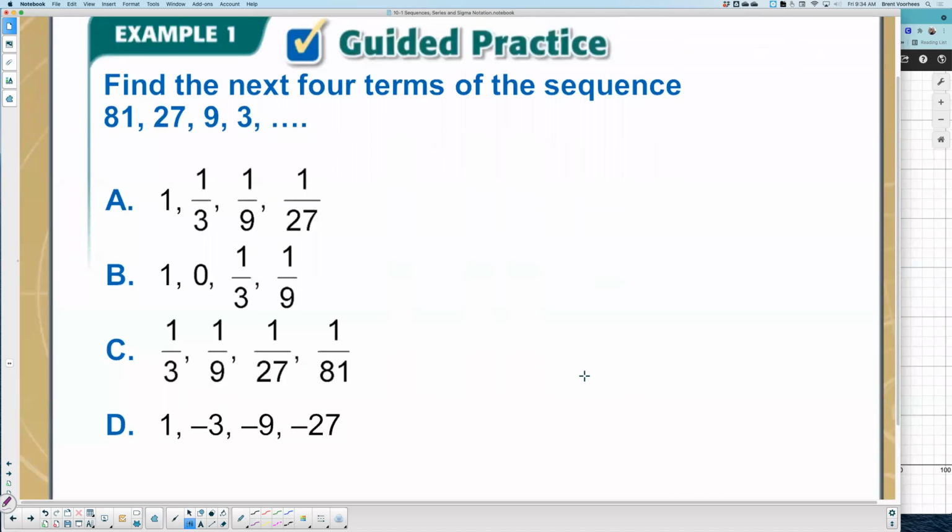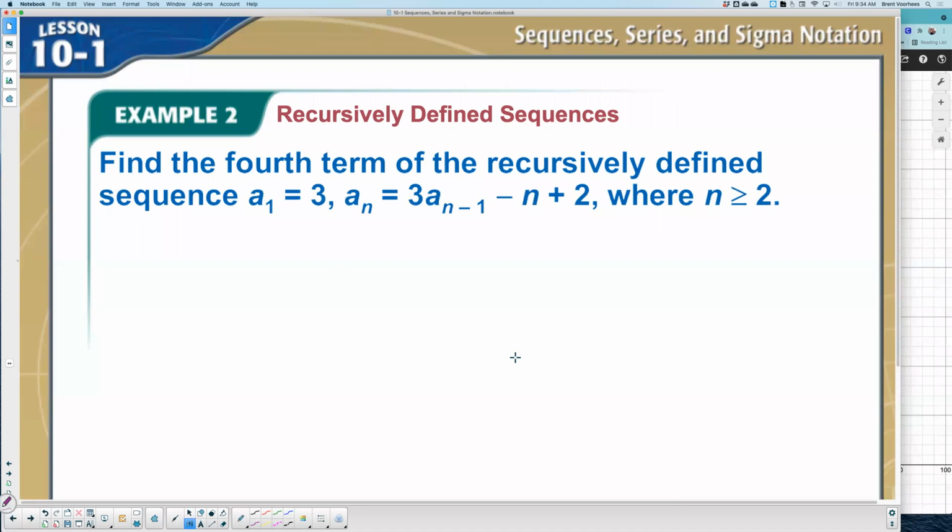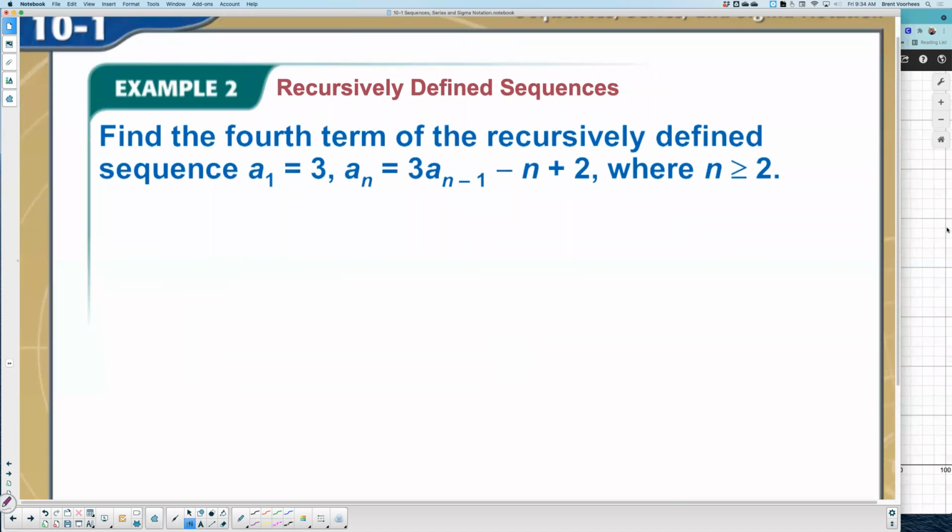All right, let's take a look now at example 2. Example 2 says we're going to now talk about recursively defined. This word recursive means you have to know the previous number to solve the sequence. It's going to use the previous term to find the future term. There's also a thing called explicitly defined, and that is you can find any term at any time. But recursive means you need to know the previous to find the future.